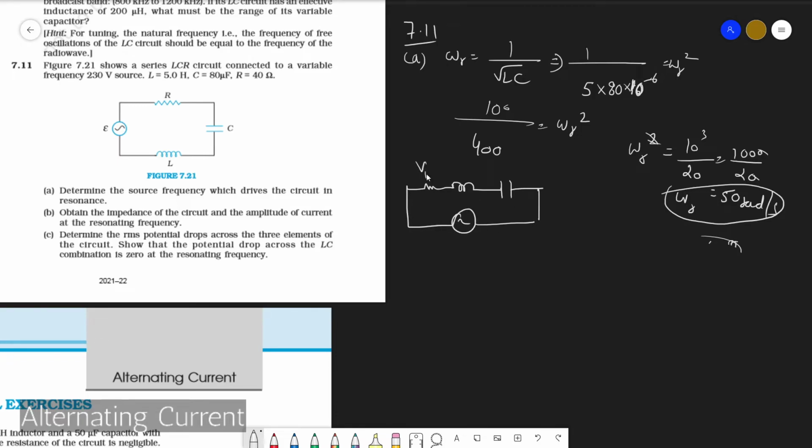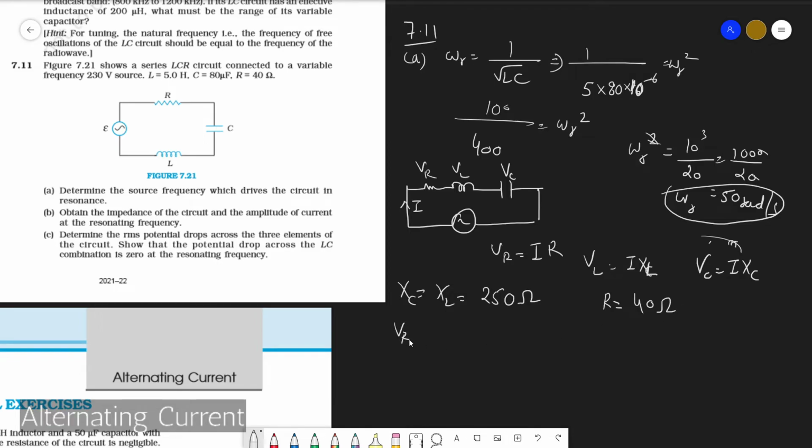This is, suppose we say VR, this is VL, this is VC. VR is nothing but I into R. Obviously the current is same, series circuit. So VL is equal to I XL, VC equal to I XC. So XL we found out to be 250 ohm, which was also equal to your XC. And R you know that 40 ohms. So VR you get it as 40 into what is the current? Current you need to find out. We haven't found out the current, I guess.